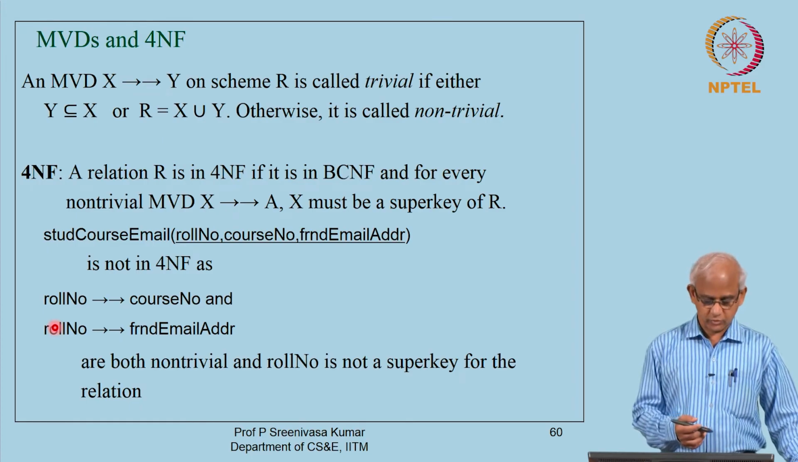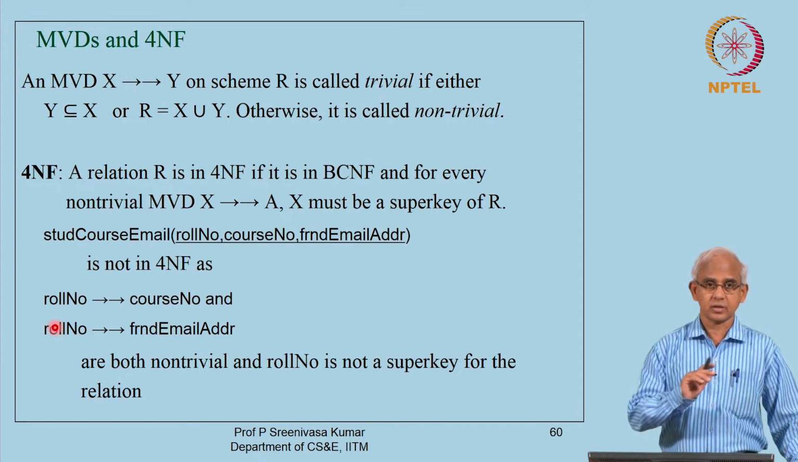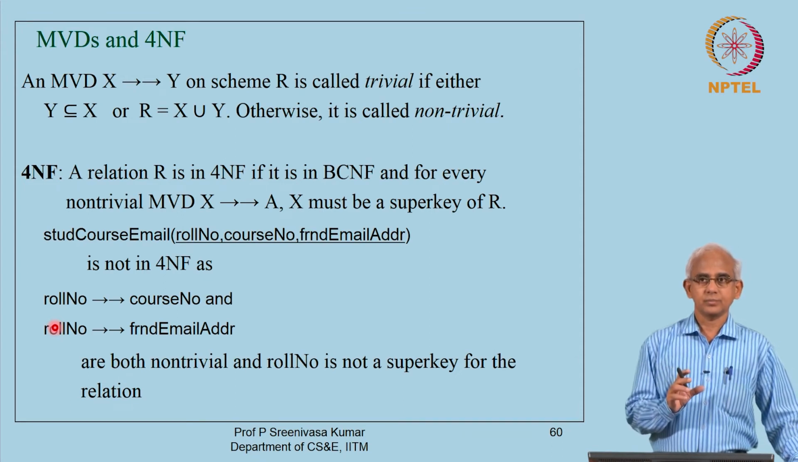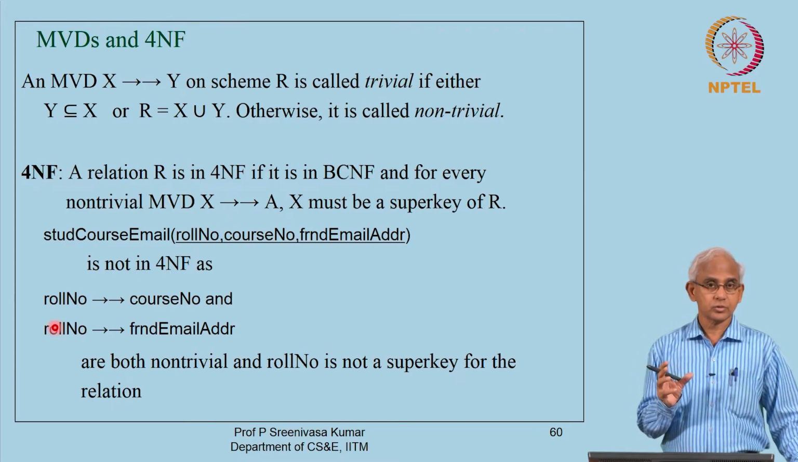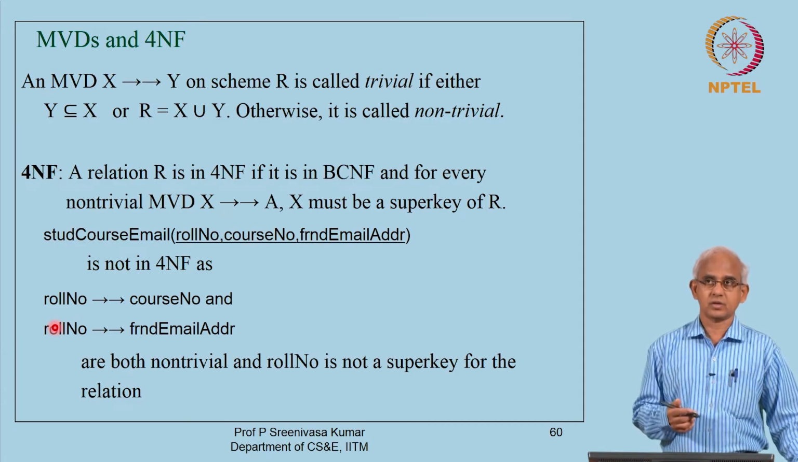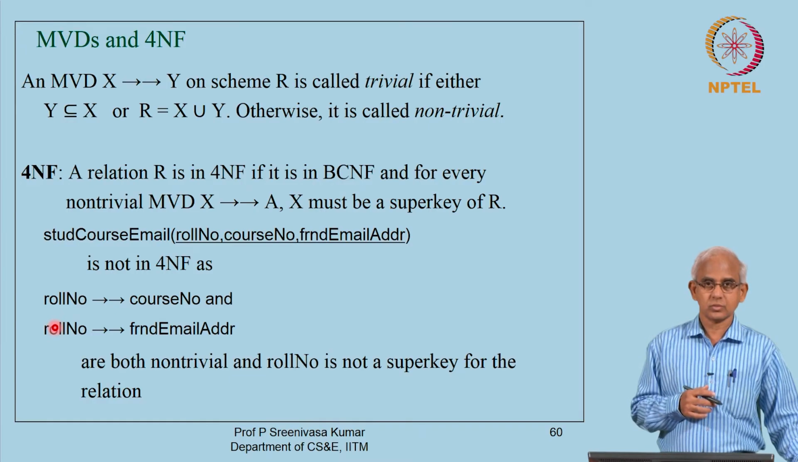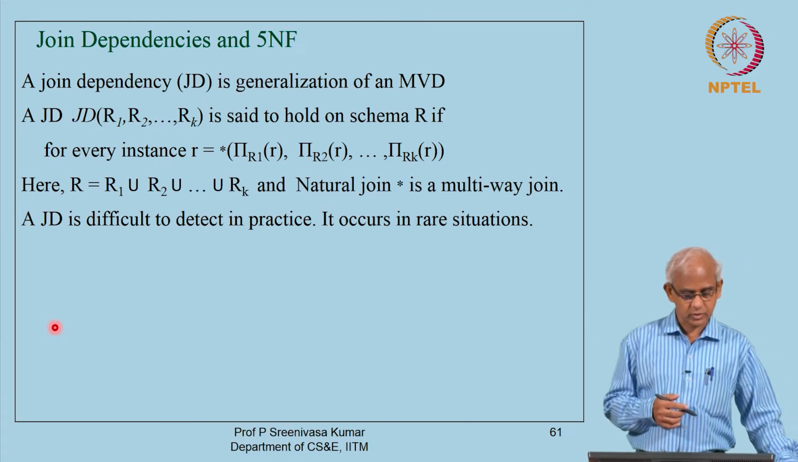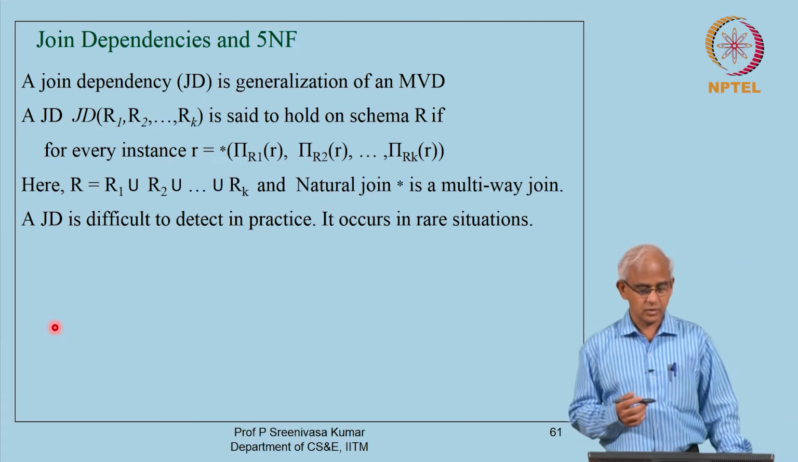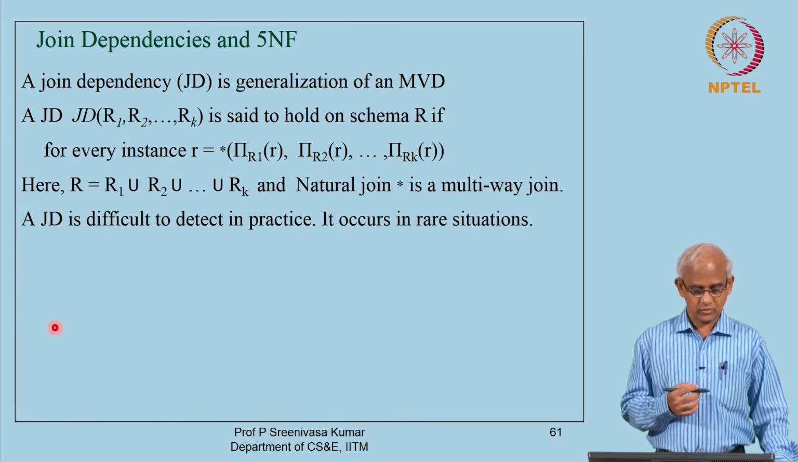Recall that fourth normal form was defined saying that something is equal to the natural join of two relations. Okay. So, now naturally a question that comes up is why 2, why not more? It is in this context we define what is called the joint dependency and the corresponding normal form called the fifth normal form.